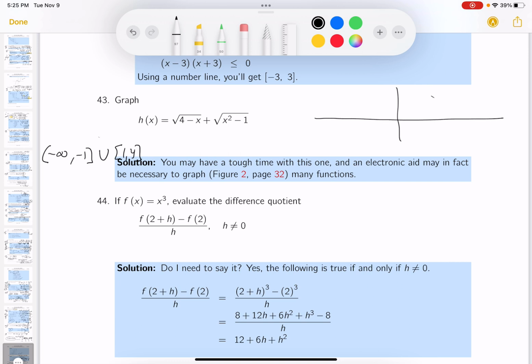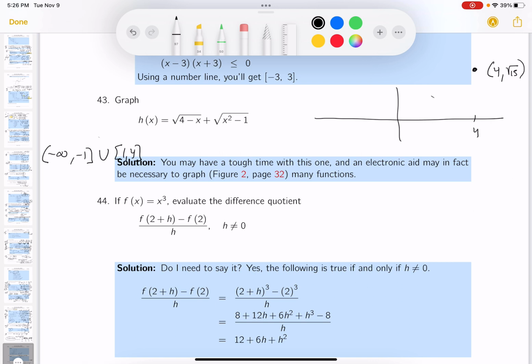Now I'm going to start at 4. If I put a 4 down, what do you get? Oh, this is going to be tough. So I got a point over here at 4. What would you get at 4? If I plug it in, I get 0 plus 16 minus 1, which is 15. So the point's up here somewhere. The point is 4, root 15. Now, root 15 is roughly 4, by the way.